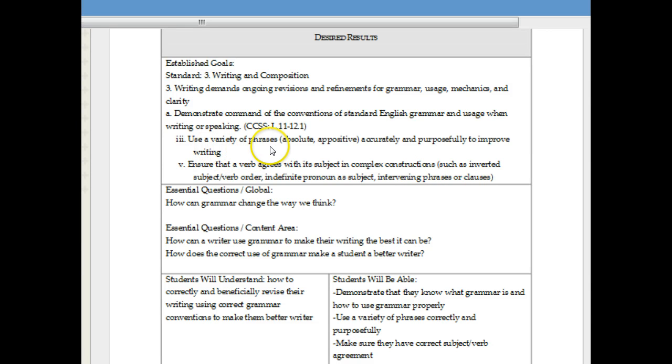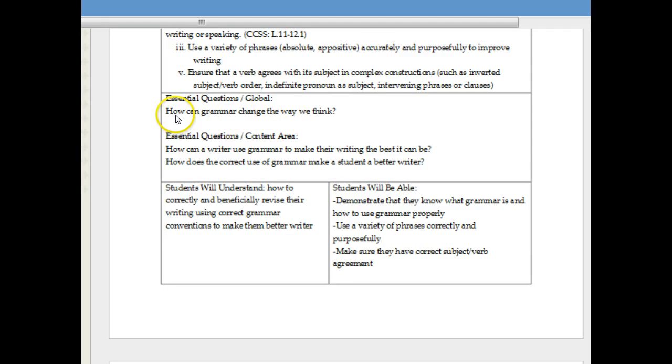Great. Using a variety of phrases. Do you know what absolute and appositive phrases are? I wonder. Okay, all right. How can grammar change the way we think? Well, isn't that an interesting question? I can't even think of an answer to that. That would be interesting to throw up on the board and really challenge the kids to think about that.